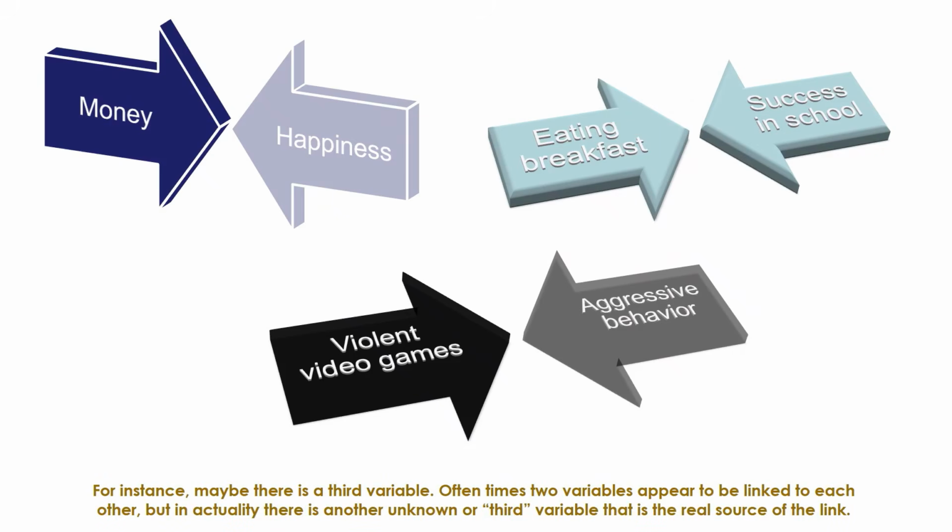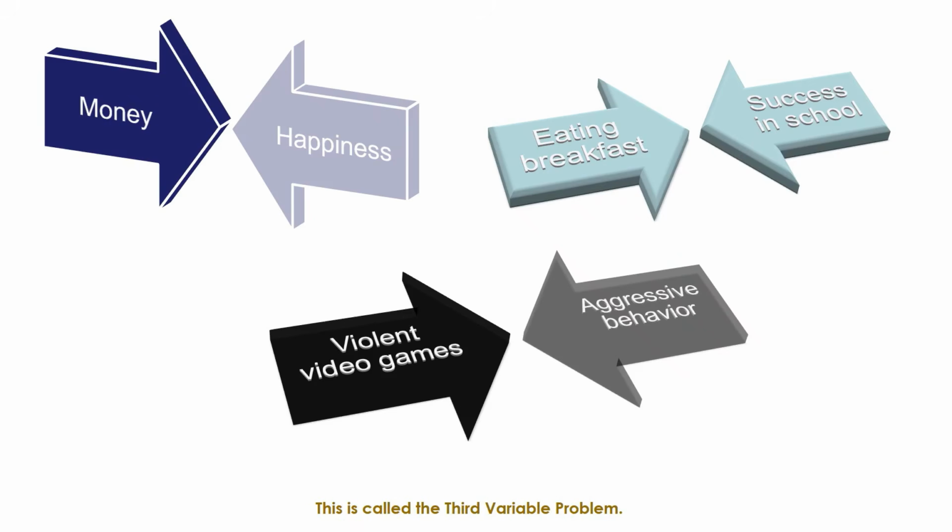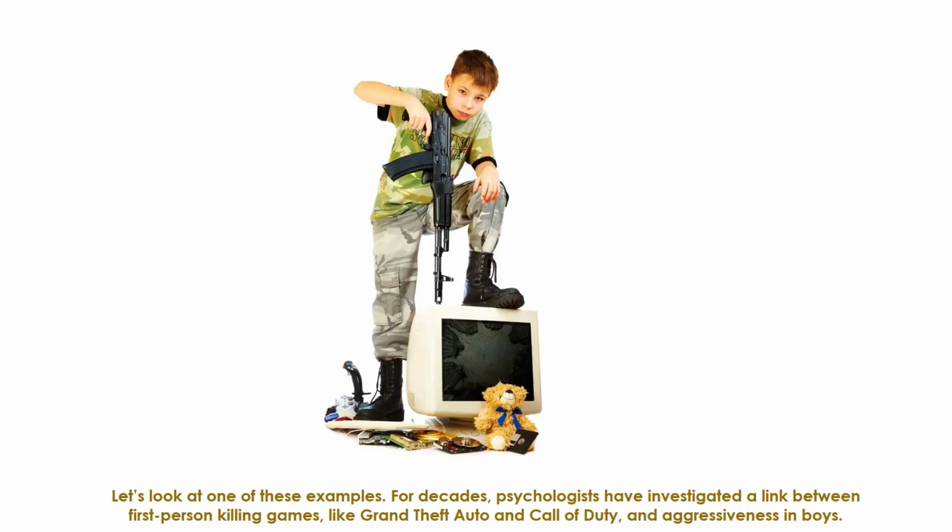For instance, maybe there is a third variable. Oftentimes, two variables appear to be linked to each other, but in actuality, there is another unknown or third variable that is a real source of the link. This is called the third variable problem. Let's take a look at one of these examples.